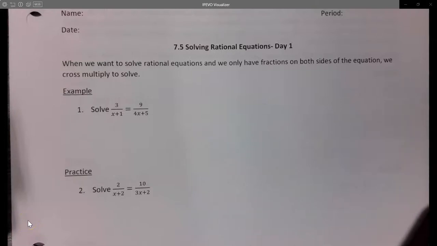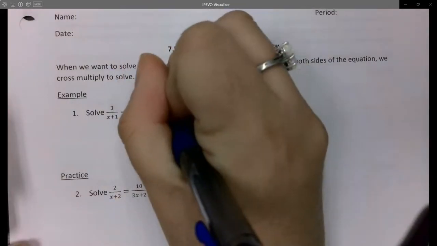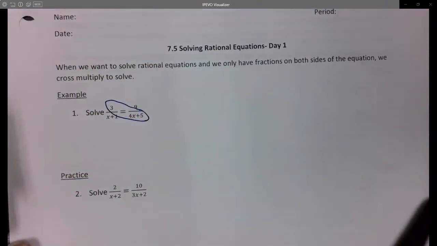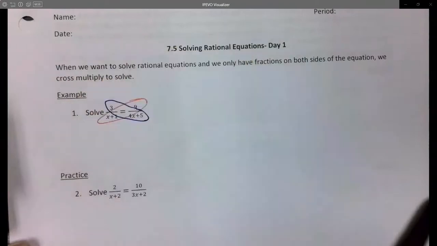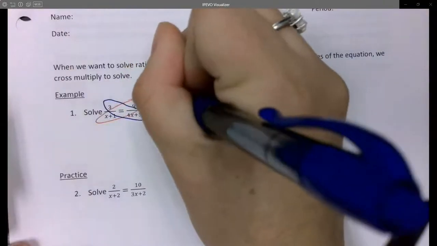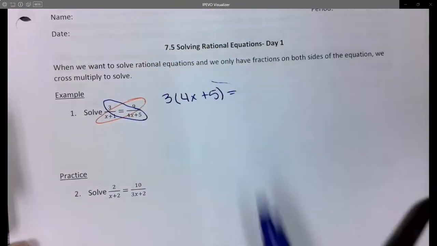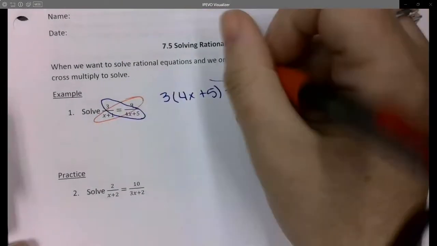So today we are solving rational equations. When I just have two fractions that equal each other, I can cross multiply and solve. So in this first one, I'm going to take this and multiply those two together. And then I'm going to take these two and multiply together. So I'm going to have 3 times 4x plus 5. And this is going to equal 9 times x plus 1.